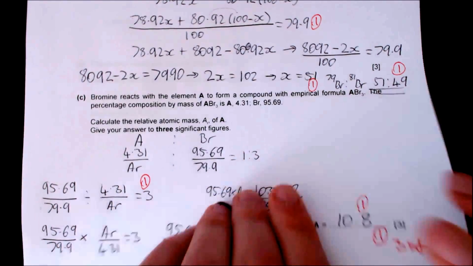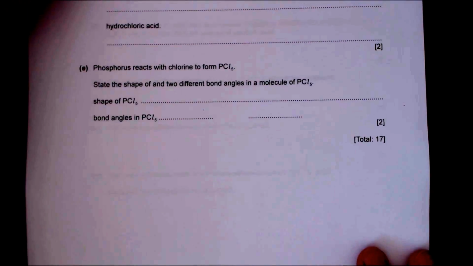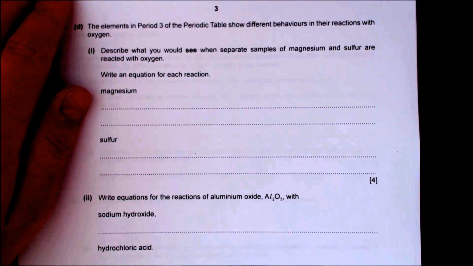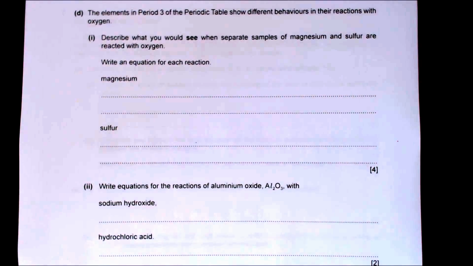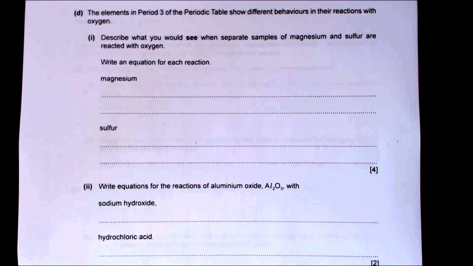Okay, right. And then on to the next part. So this is question D. The elements in period 3 of the periodic table show different behaviours in their reactions with oxygen. Describe what you would see when separate samples of magnesium and sulfur are reacted with oxygen, and write an equation for each reaction.